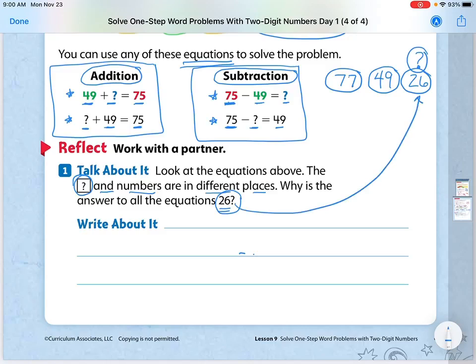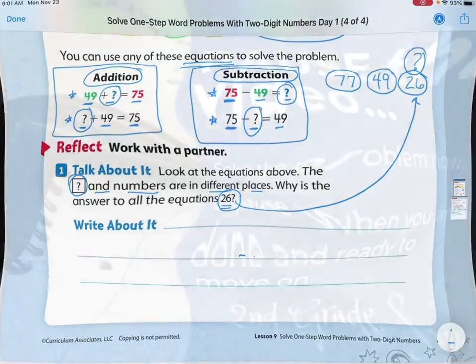Why is the answer to every one of those questions 26? So pause the video and write your answer. Why in every single one of these problems, why is the answer to that question mark always 26? Pause the video and write your sentence.